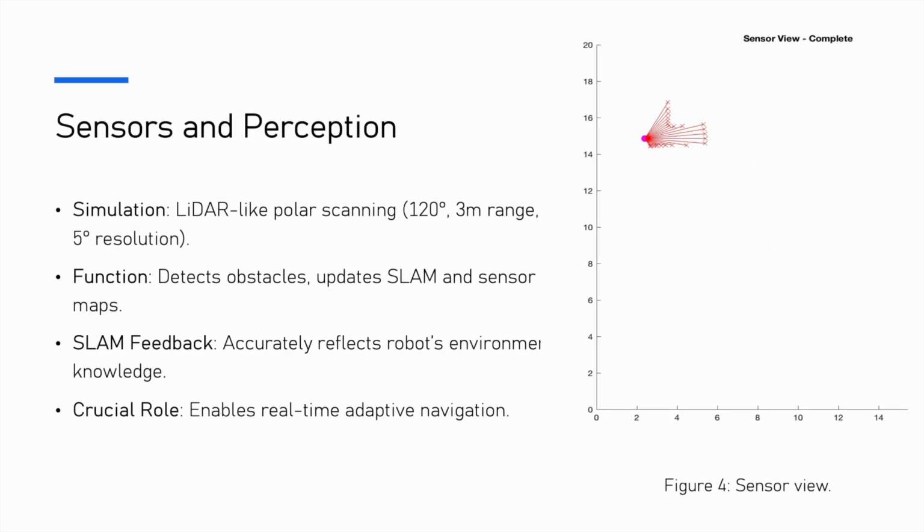The robot uses a simulated lidar-like sensor that performs a polar scan. It emits rays in a 120-degree arc with a 5-degree resolution and a 3-meter range. The data from these rays is used to detect obstacles and update the SLAM map and the sensor figures. This perception system is critical for adaptive behavior and allows the robot to understand and respond to its environment dynamically. Now I will take you through my code review.